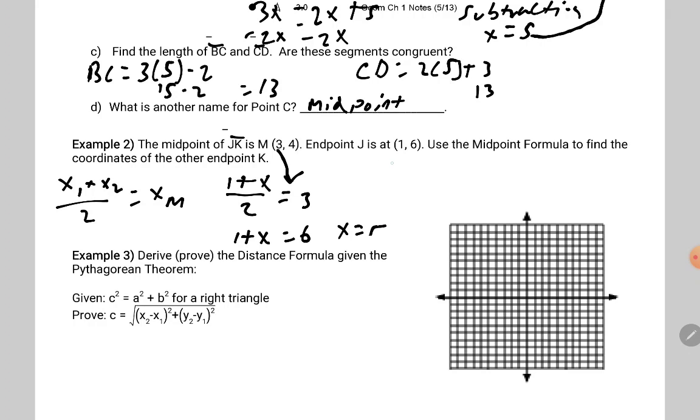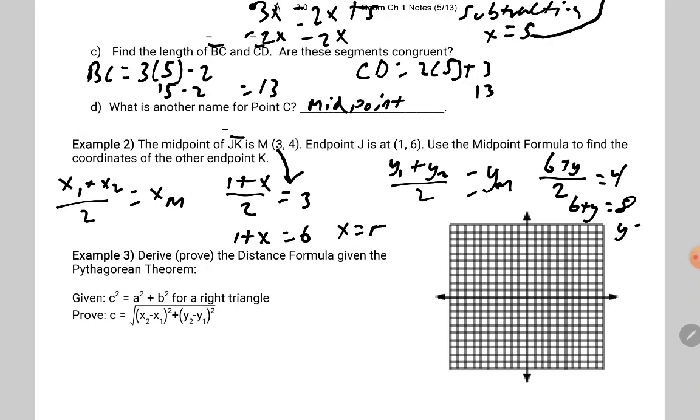And then I'm going to do the same thing with the Y's. So I know what one of the Y's is, that's 6. So plus our other Y we don't know, divided by 2 equals 4. Multiply both sides by 2, and I get 6 plus Y equals 8. And then I subtract 6 over, and I'll get Y equals 2. So my answer is 5, 2.